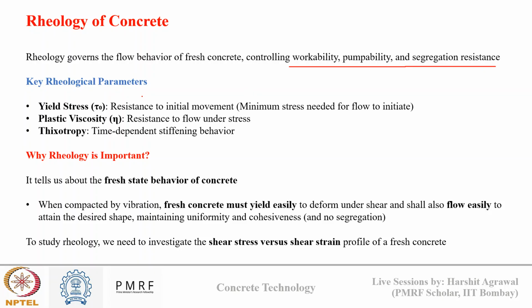Now when we talk about rheology, there are three main parameters that define the rheological behavior of concrete. First is the yield stress, which represents the resistance to initial movement. Yield stress is the minimum stress that is required to initiate the flow. A concrete mix which has high yield stress will be stiff and difficult to work with, while a concrete mix which has low yield stress may lead to segregation.